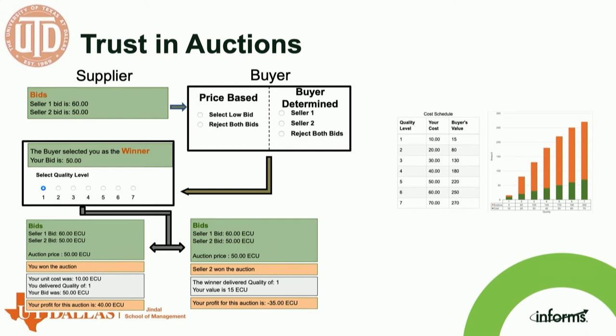So the suppliers move first. Two suppliers place bids at the same time. For example, let's say two suppliers place bids of 50 and 60. Then in a buyer-determined auction, the buyer would see those bids, and they can choose to award the contract to seller one, seller two, or they can also reject both bids, which was the case in the paper. In the paper, we also had the price-based treatment where he had to either select the low bid or reject both, but I don't play this in class because I only play one treatment in class.